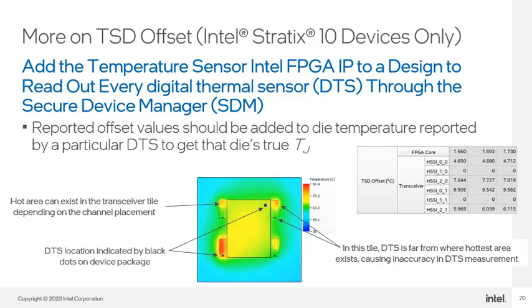Let's look at these TSD offsets in a little more detail. By adding the temperature sensor Intel FPGA IP to a design, you can read out the temperatures reported by each DTS on the core die and each of the transceiver dies. The heat map shown here illustrates how the sensors may not be located exactly at the hotspot on a particular die. With the TSD offset values calculated by the PTC, you can include them directly in your design so that readings from the sensors are accurate.